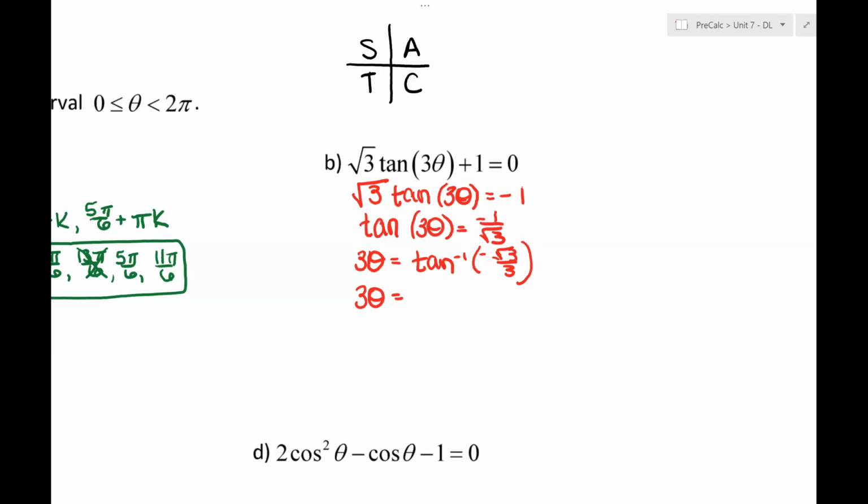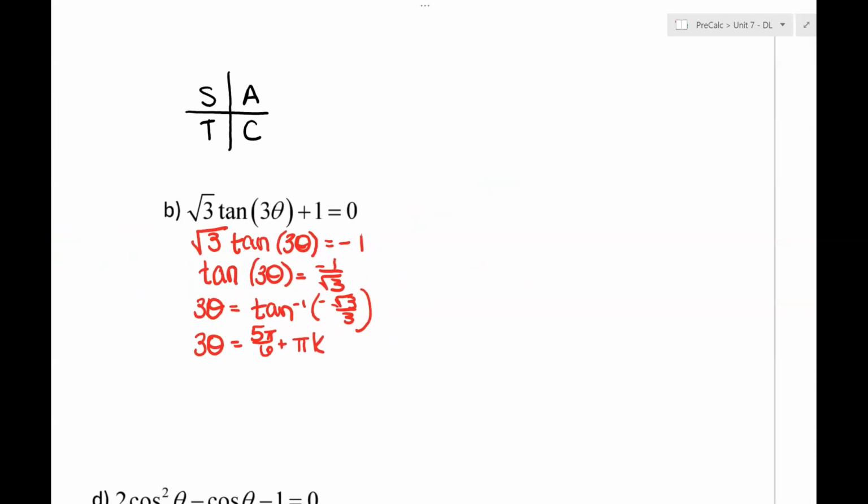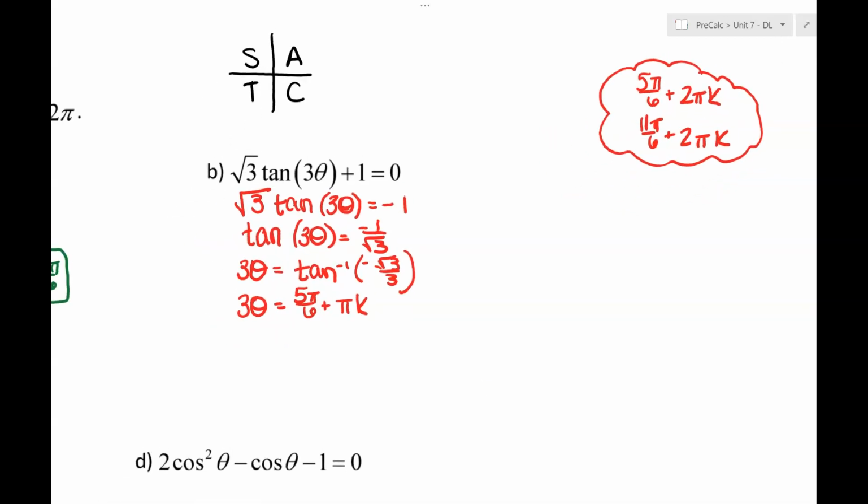So tangent of pi over 6 is rad 3 over 3. So if it's negative, that means that it's going to be 5 pi over 6 in that second quadrant, plus pi k, because it'll occur at 5 pi over 6 and then 11 pi over 6. Now, if you're uncomfortable with that, you can say, okay, 5 pi over 6 plus 2 pi k and 11 pi over 6 plus 2 pi k. You'll get the same answer. Okay, I just choose to write it as plus pi k because I know that that's the separation.